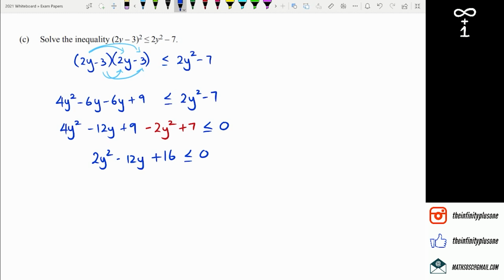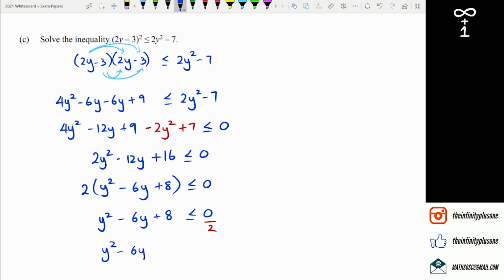Nice. Looking at some of the previous papers, this quadratic is actually quite nice to simplify because you've got a common factor of 2. So take it out, and what you end up with is 2 times y squared minus 6y plus 8, and all of that is less than or equal to 0. Now we can take the 2 to the other side, which means 0 divided by 2 will just be 0, but I'm going to put that in to show you. And what we have is y squared minus 6y plus 8 is less than or equal to 0.